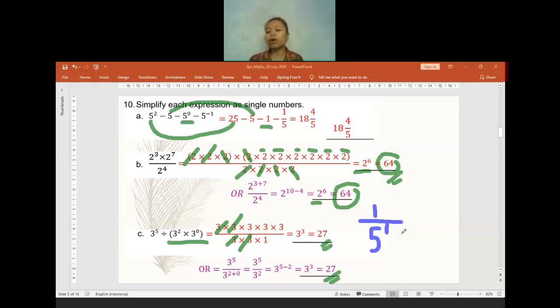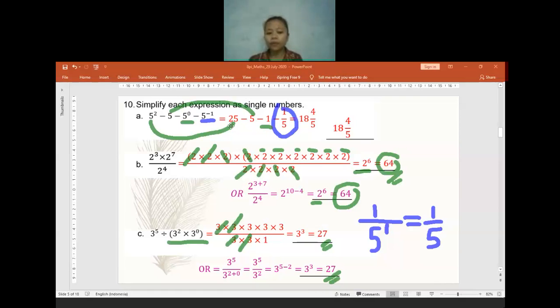5 to the power of 1 will still equal 5. So that's why 5 to the power of negative 1 will be equal to 1 over 5. Now that we already have the numbers, we can calculate from the front.